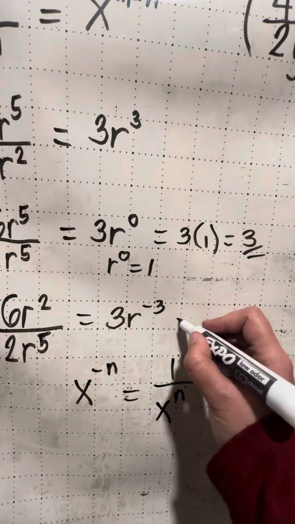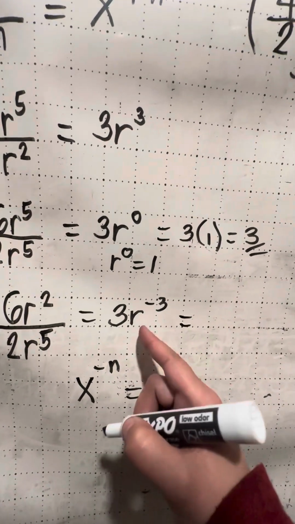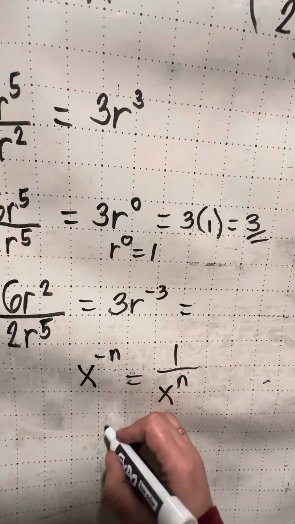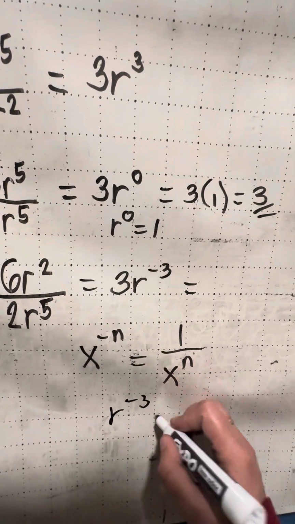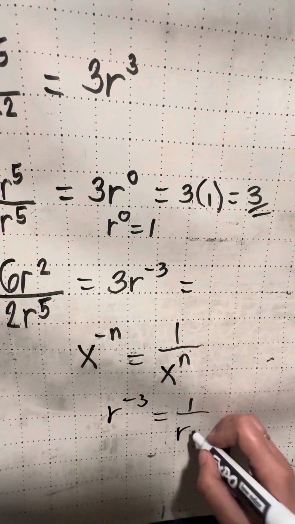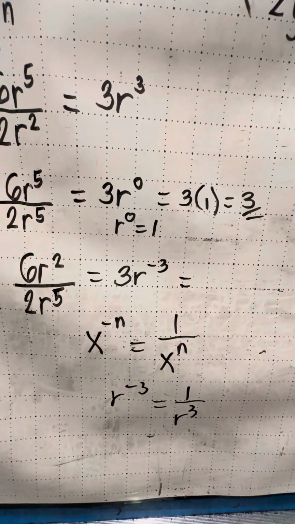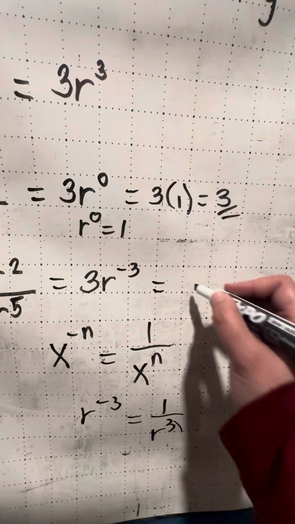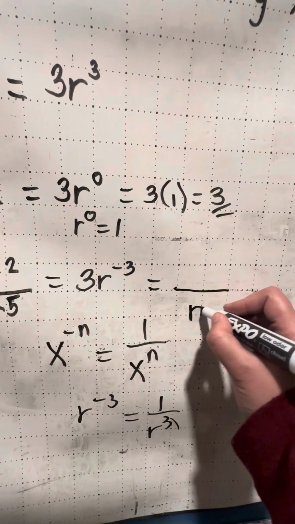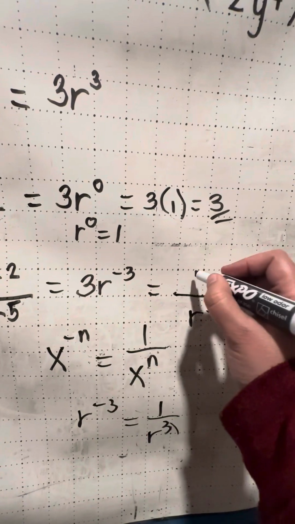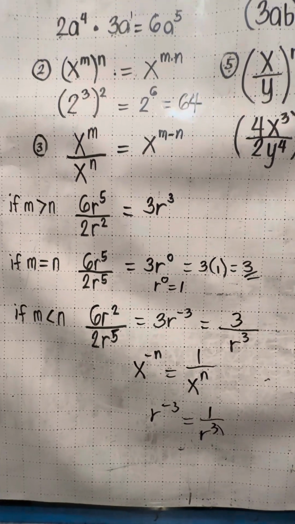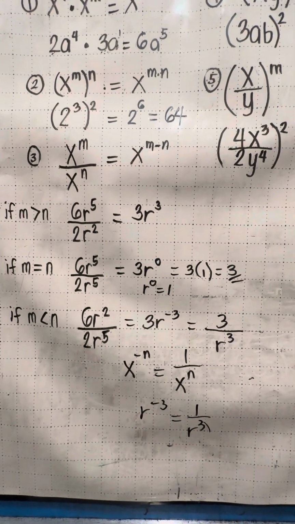Okay? So the reciprocal of the base of r to the negative 3 power is equal to 1 over r to the 3rd power. That's the reciprocal of the base. So therefore, our r cubed will be written at the bottom. And then the 3 will be on top. So that is how you apply the reciprocal of the base if the exponent is negative.